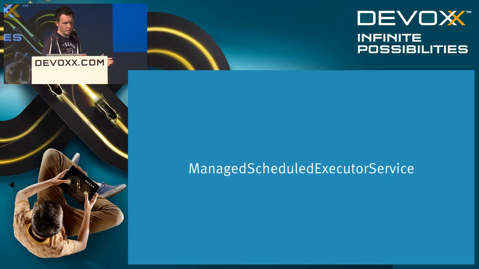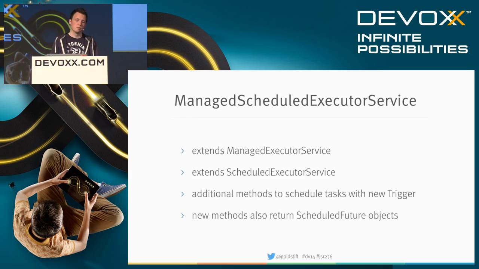The next one would be the managed scheduled executor service. Scheduling tasks to run after a given delay, periodically, or at a custom schedule. Seems boring because it's as expected. ManagedScheduledExecutorService extends the ManagedExecutorService and the ScheduledExecutorService we know from Java SE, but there is an additional method to schedule tasks with a trigger. And this trigger is something new that has been added for JSR 236. We'll get to this in a second.